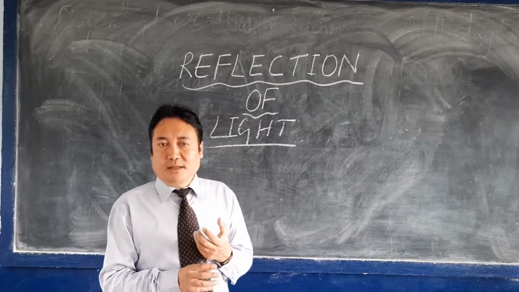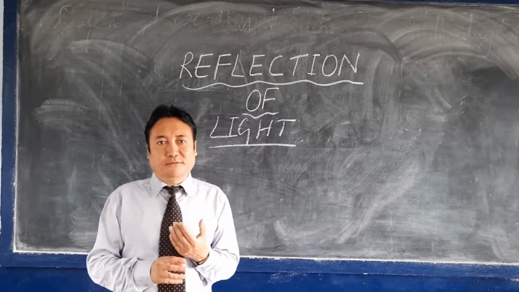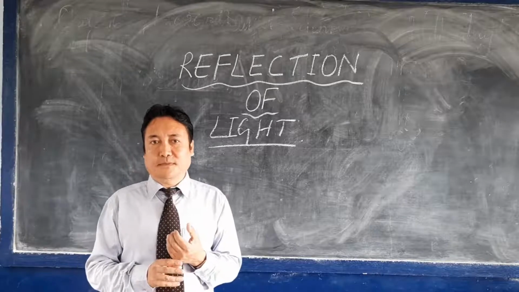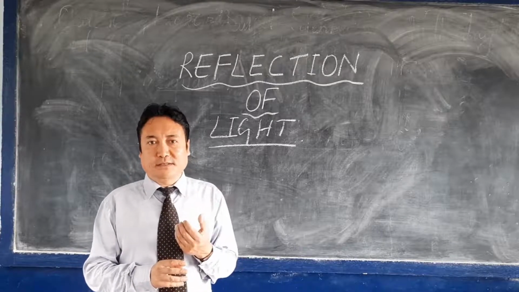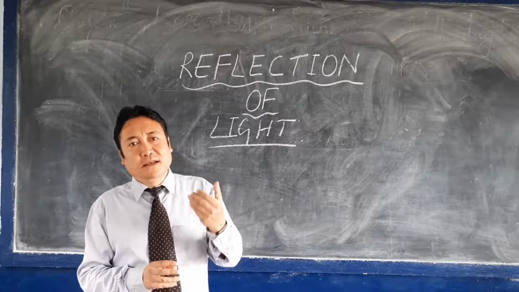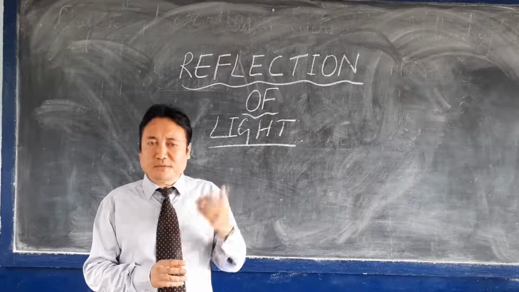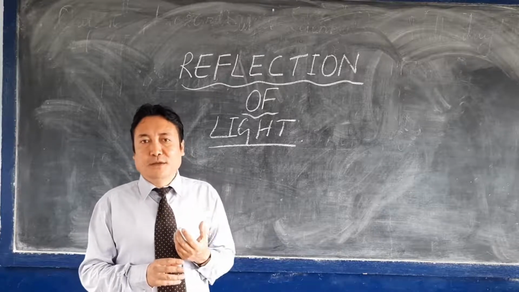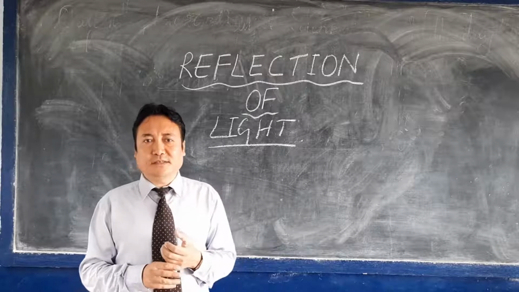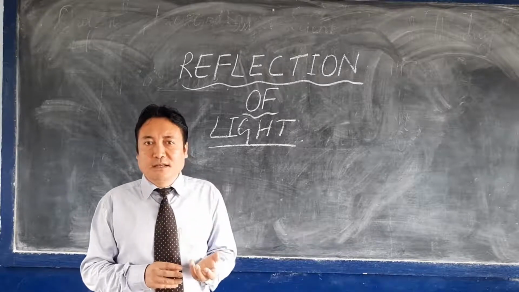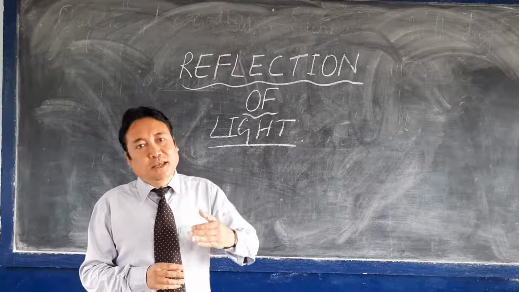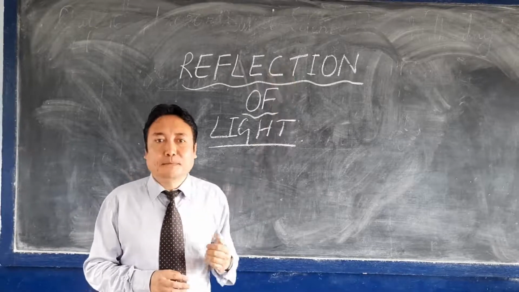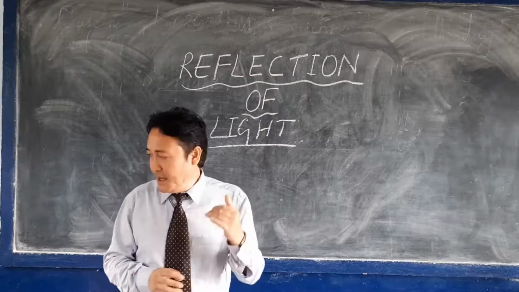Likewise, the light rays also follow the same process here. So suppose a ray of light is coming from a source, from any light source. When it strikes the reflecting surface, after striking it, it will go back to the same medium where it has come from.